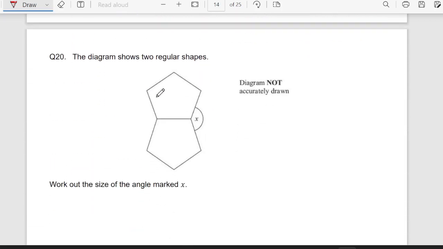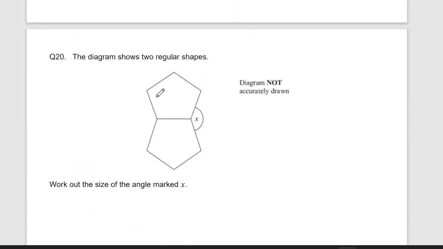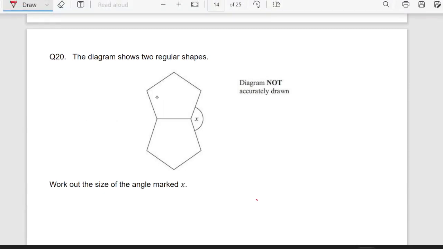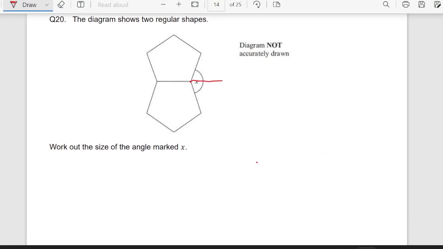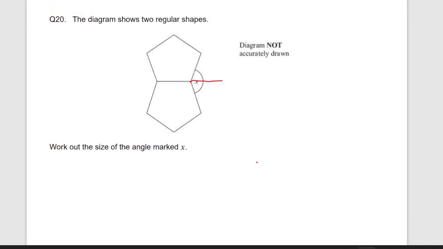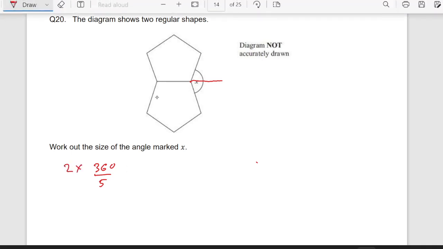Okay, question 20. The diagram shows two regular shapes. Work out the angle marked with an x. So I'm going to work out the two exterior angles and add them together. So I'm going to say that the exterior angle of the five-sided shape is going to be 360 divided by 5. And I'm going to say the exterior angle of the other shape is, again, 360 divided by 5. So all I'm going to have to do is two lots of that. So that should give me my answer.